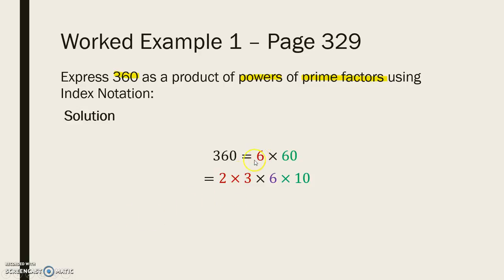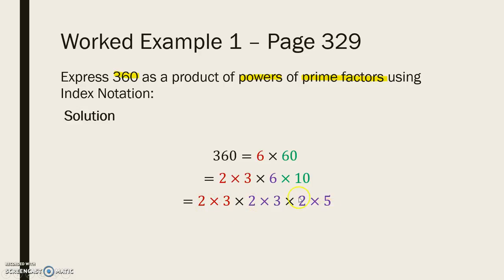So 6 breaks down into 2 times 3. Now 2 and 3 are prime. 60 breaks out into 6 and 10. You could have gone 4 and 15 if you like. So we can break the 6 and the 10 down, the purple and green, into two other factor pairs. We have 2 times 3, which we've already done. 6 breaks down to 2 times 3, and 10 into 2 times 5.